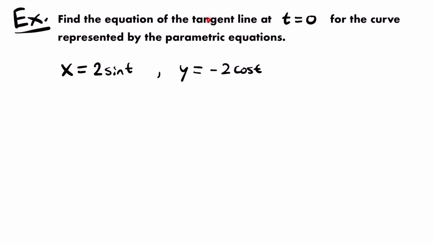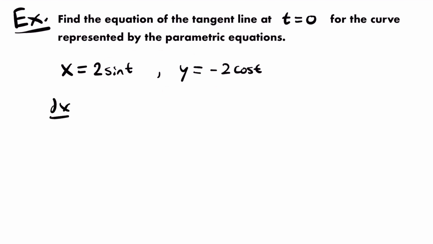All right, so here's our second example. Once again, we want to find the equation of the tangent line at t equals 0 for the curve represented by the parametric equations. And this time we have x equals 2 times sine t, and y equals -2 times cosine t. All right, so remember, we need two things to find the equation of the tangent line at a specific value of t. We need the slope at that value of t, and we need the point in terms of x and y at that value of t. So let's start with the slope. Let's find the derivative of these parametric equations.